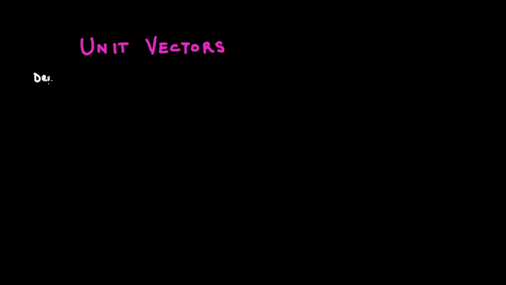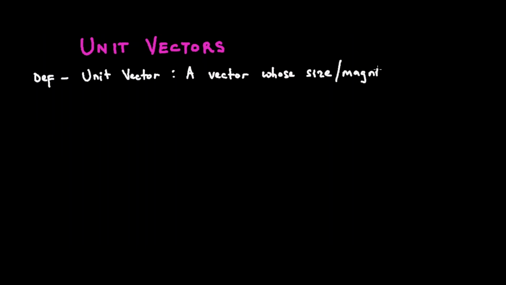If we want to define what a unit vector is, we see that a unit vector is simply a vector whose size, we can say magnitude, we can say modulus, is 1. Okay? That is what a unit vector is. So we are saying that if the size of a vector is 1, we have a unit vector.